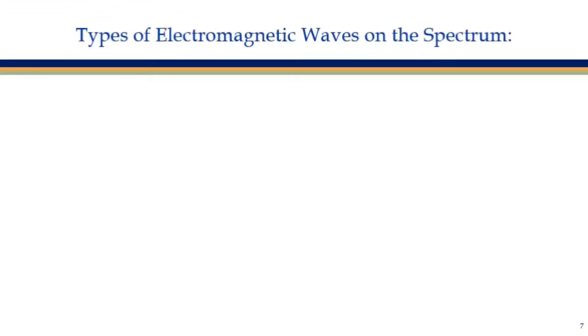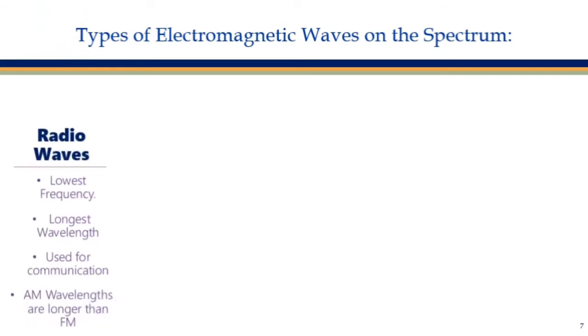Types of electromagnetic waves on the spectrum. So radio waves have the lowest frequency, longest wavelength. It's used for communication, and AM wavelengths are longer than FM, which is why they're able to transmit AM radio stations a longer distance than FM.